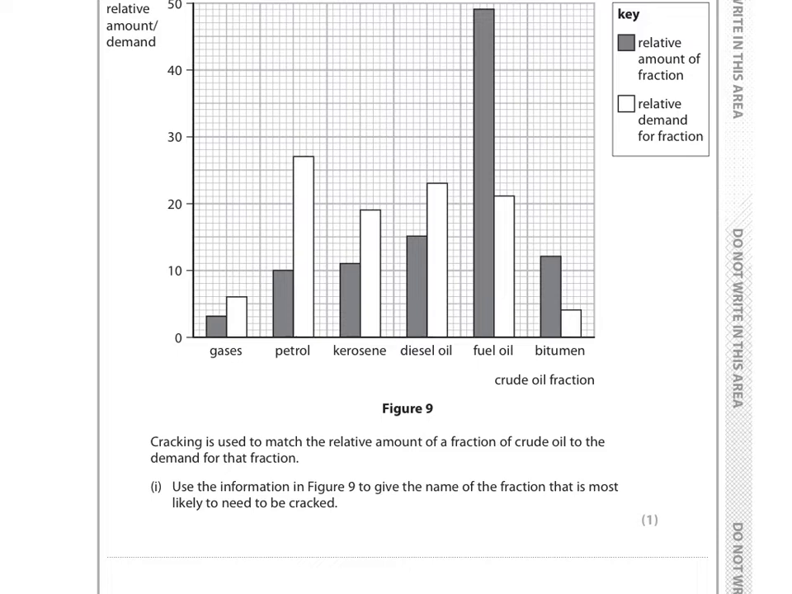So which long-chain hydrocarbon is there more of than we need? And that is fuel oil, because fuel oil is a long-chain hydrocarbon that has a reasonable demand, but there's a very big supply. There's a large amount of it. And if you can crack that into a shorter chain hydrocarbon, they would make better fuels. So the answer is fuel oil.